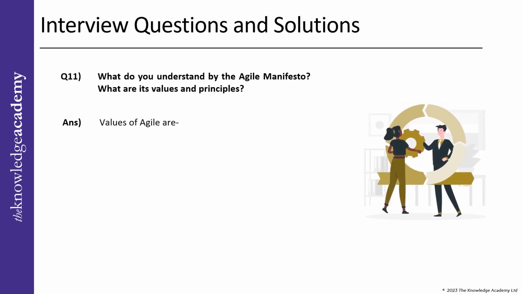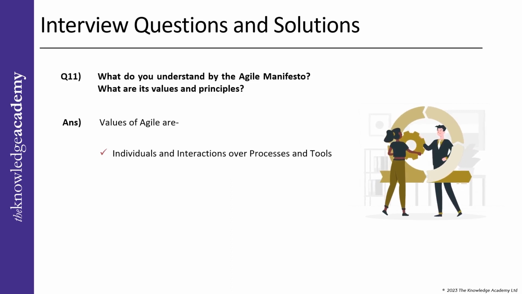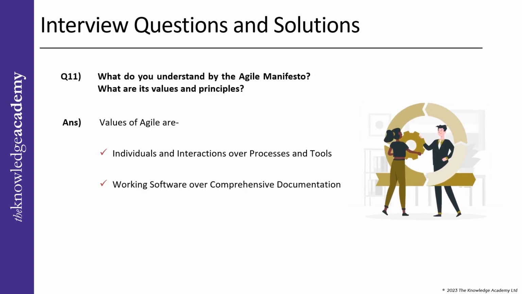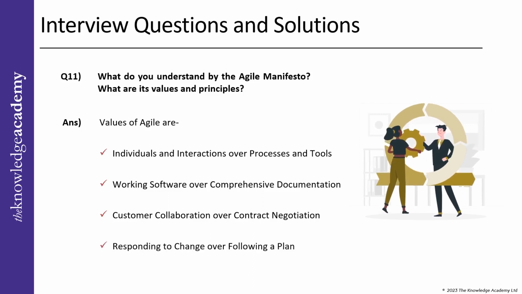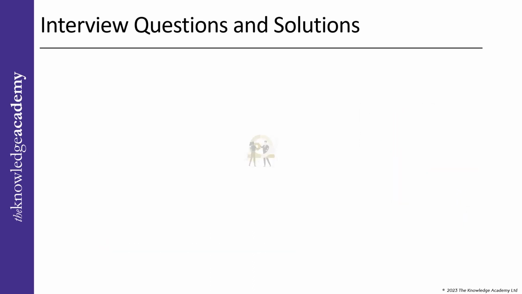The core values of Agile are individuals and interactions over processes and tools, working software over comprehensive documentation, customer collaboration over contract negotiation, responding to change over following a plan.